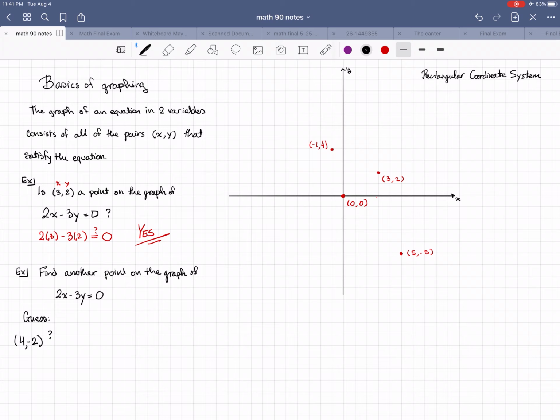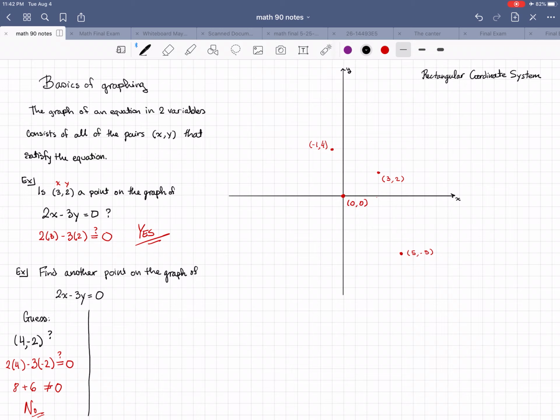Right? I kind of made that up off the top of my head, mostly so that we could see an example of something that didn't end up working. So we would have 2 times 4 minus 3 times -2. And we're seeing if that's equal to 0. Well, this would be 8 plus 6. And I think we can all agree that's not equal to 0. So no. That's an example of a point that's not. And I hope you'll agree with me at this point that that could be a really time-consuming and frustrating process. Just kind of guessing and hoping for the best.